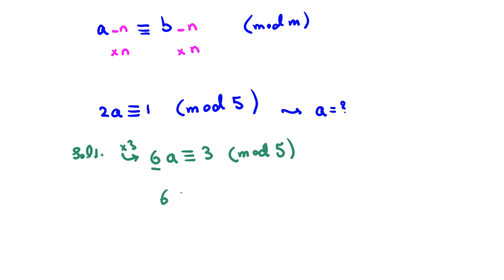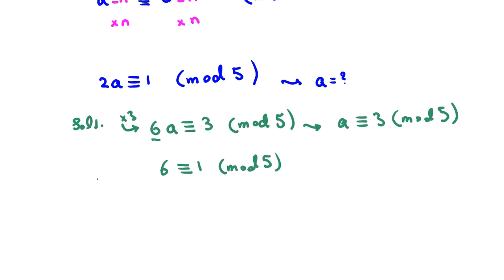Then what is 6? This coefficient is 1 mod 5, because as you remember, if it is mod 5 you can subtract or add 5 to this number. So 6 is 1, so instead of 6 you can write 1, because 6 times a is 1 times a, a product, and you can use it in congruency. So a is 3 mod 5. One other way is that you can replace, but solution number 1 is much better.